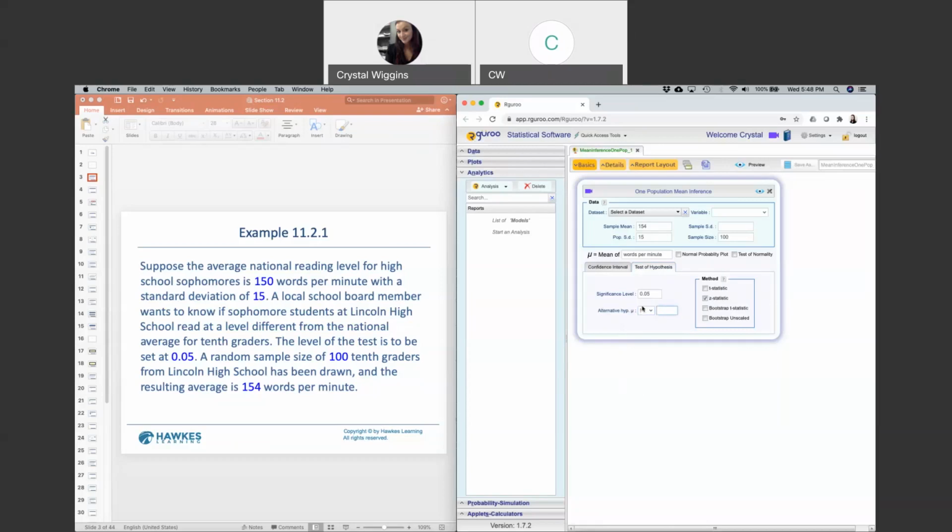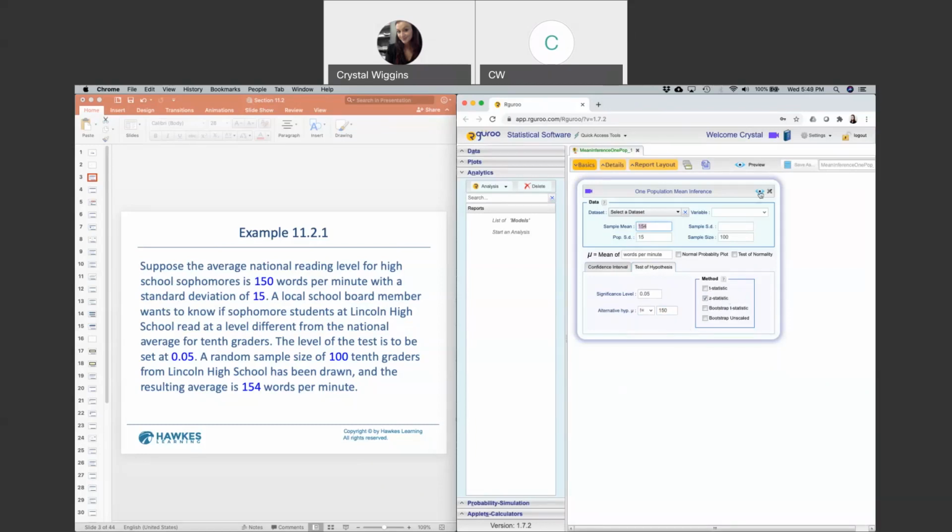Now remember that the hypotheses were set to the national average of 150. And we are trying to determine whether 154 is significantly different to 150. If it is, we'll conclude that yes, the sophomores at this particular high school are reading at a different level. Although we aren't testing whether they're reading better or less than, we are testing different. So we can't make a conclusion other than yes, it's different or no, it's not. The Z statistic is the default, but remember, if we want to use a T, we have to unselect the Z and select the T, which we'll do in future examples in this video.